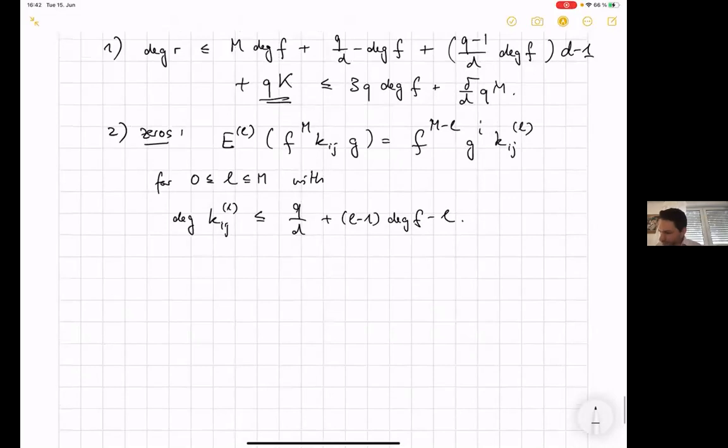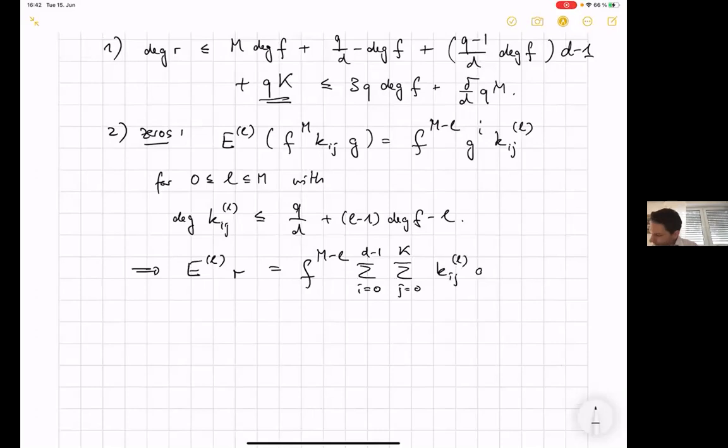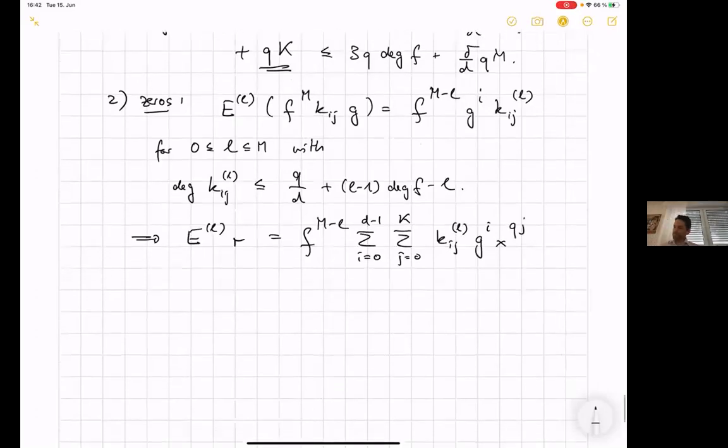All right, and so we get that the l-th Hasse derivative of R, this is what detects the zeros, is F to the power m minus l times the sum over i from 0 to d minus 1, j from 0 to k, of Kijl, G to the i, X to the qj.